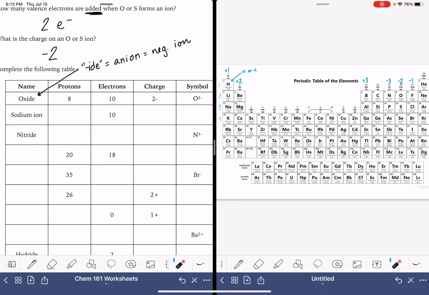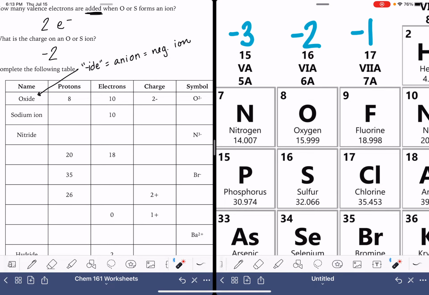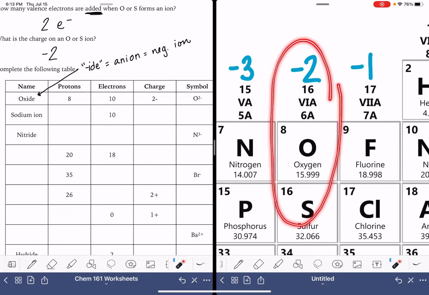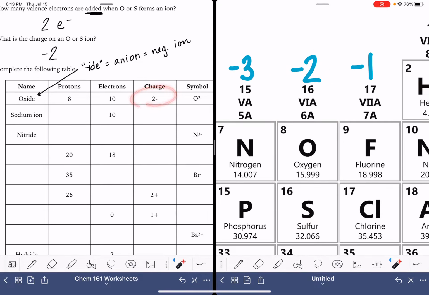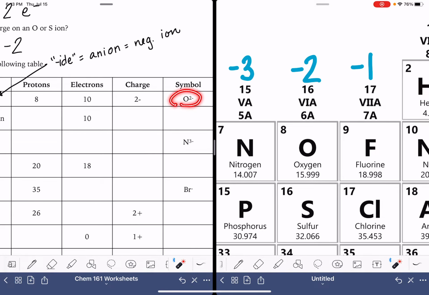Whether it's a cation or an anion or an atom, it's always going to have the same number of protons. That's never going to change. That's what gives it its identity of oxygen or oxide. So 8 protons, that's always going to be the case. Oxygen is in the column of elements that form -2 ions, so we know that the charge on this is a -2. That's just what it does. When it has a -2 charge, that means that it has 2 more electrons than protons, and the symbol that we use to indicate that is the atomic symbol with the charge in the upper right-hand corner.